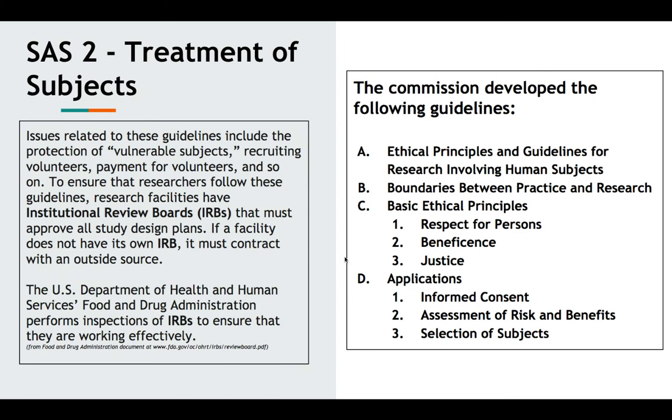All right, so issues related with these guidelines include protection of vulnerable subjects, recruiting volunteers, payment of volunteers, and so on. To ensure the researchers follow these guidelines, research facilities have IRBs, institutional review boards, that must approve all study design plans. Now, if a facility doesn't have its own IRB, it must contract with an outside source. The U.S. Department of Health and Human Services Food and Drug Administration performs inspections of IRBs to ensure that they're working effectively. Now, this little section right here, I would commit to memory or write it on your cheat sheet because it will be on the test. Understand what an IRB is, what it's used for, and what a company is responsible for when it comes to an IRB.